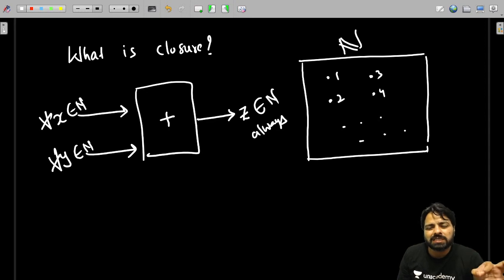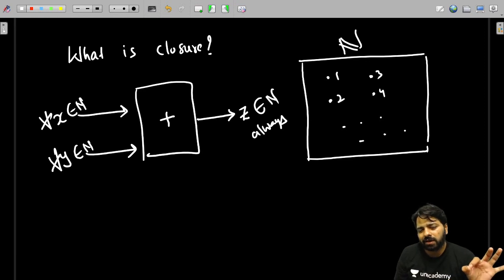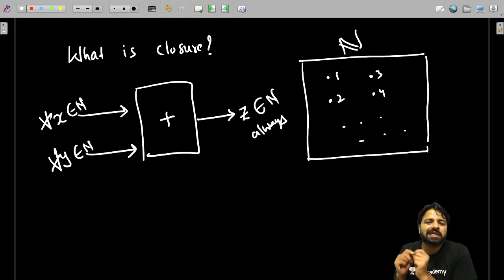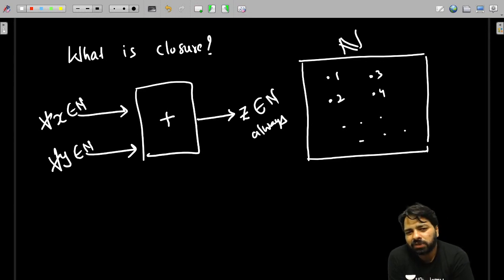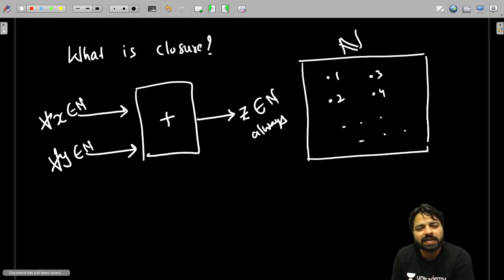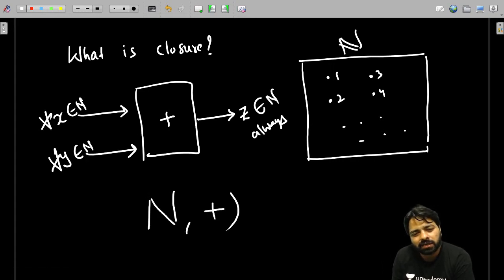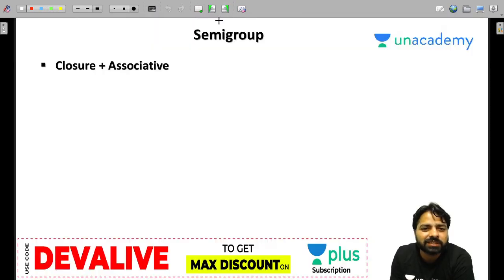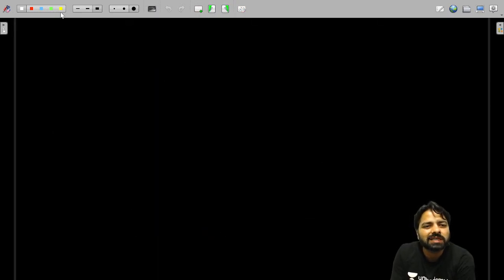Take every two elements of the natural set and do the addition, and you will get a result that is also inside the natural numbers. If you add two natural numbers, you will always get a natural number. So it is closed. We can say now the natural set is closed under plus. So we can simply write N comma plus is closed. But we have another word, which is not closed. What is not closed?